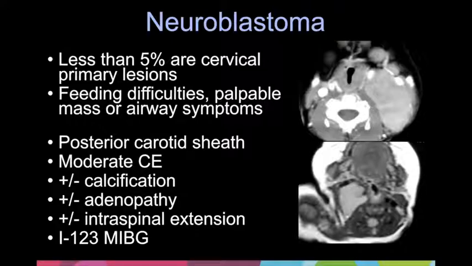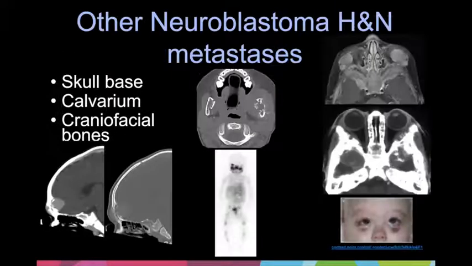Cervical primary neuroblastomas rarely calcify, unlike the adrenal origin lesions, which frequently calcify, and they rarely extend into the spinal canal. In addition to cervical metastatic adenopathy, other head and neck locations with propensity for metastatic disease in neuroblastoma include the calvarium, the skull base, and the craniofacial bones.